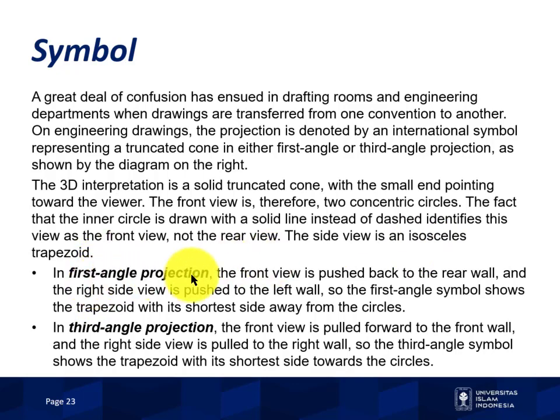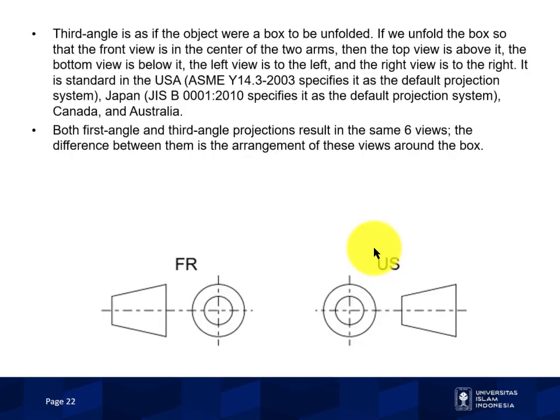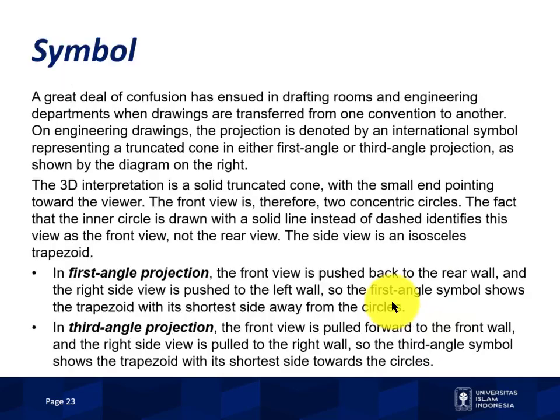In first angle projection, the front view is pushed back to the rear wall, and the right side view is pushed to the left wall. So the first angle symbol shows the trapezoid with its shortest side away from the circles. In third angle projection, the front view is pulled forward to the front wall, and the right side view is pulled to the right wall. So the third angle symbol shows the trapezoid with its shortest side towards the circles. Okay, so this is for third angle projection, and this for first angle projection.